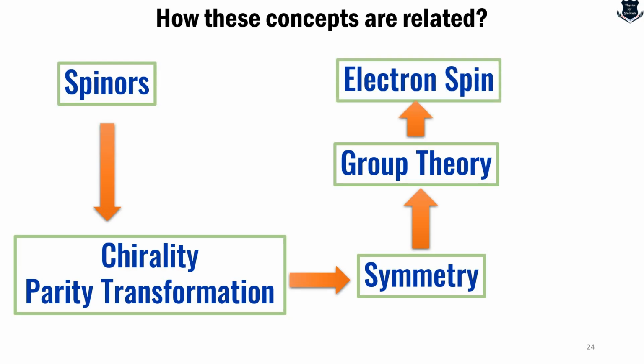And finally, the electron spin, the physical property that the Dirac equation explains, integrating the concept of spinors, chirality and symmetries into a coherent theory of relativistic quantum mechanics. So what we can tell finally is that together these concepts form the foundation for understanding the Dirac equation, which provides a complete and accurate description of spin half particles in the context of quantum mechanics and special relativity.